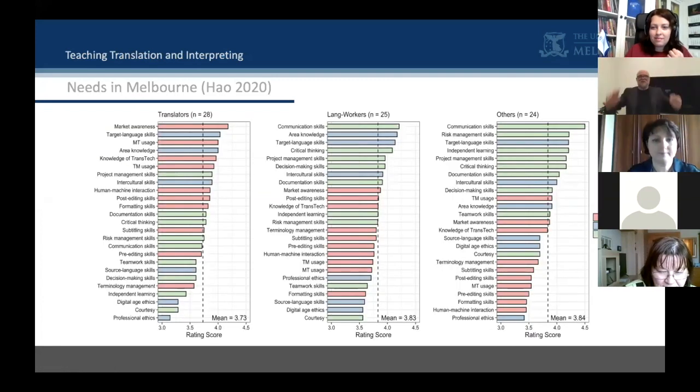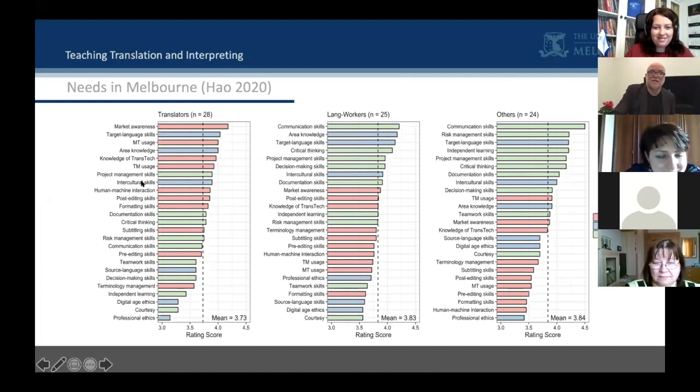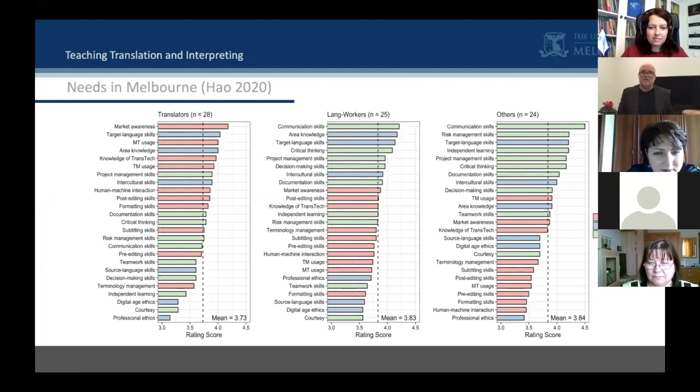Good. All right. This is the key one, actually. The translators have the pink colored technology, the language workers in the middle, and the others down the bottom. So the hardcore technology is only really being used by the people who are getting jobs as translators, and that's about a third of our graduates. And that is a pattern that we find in the previous studies as well.